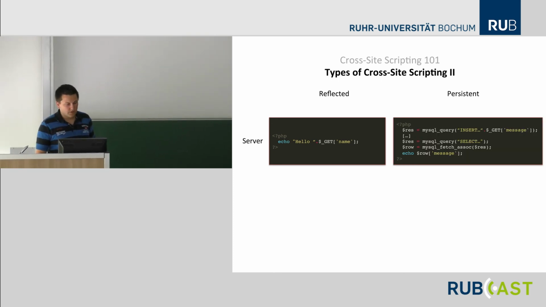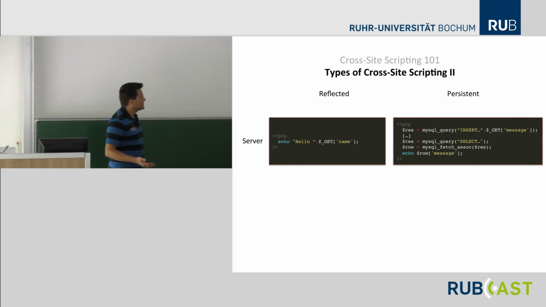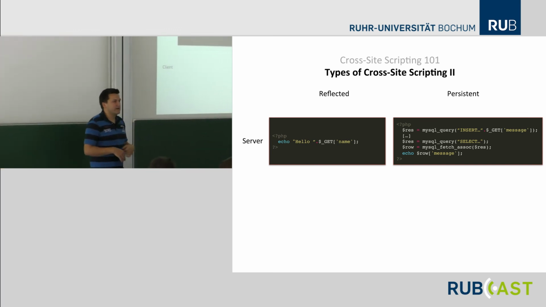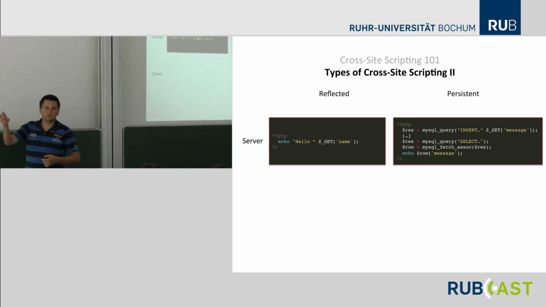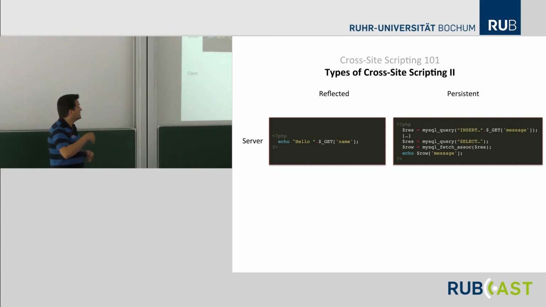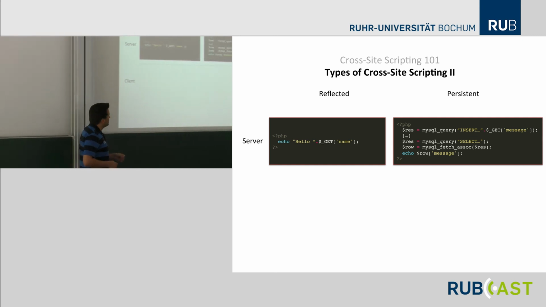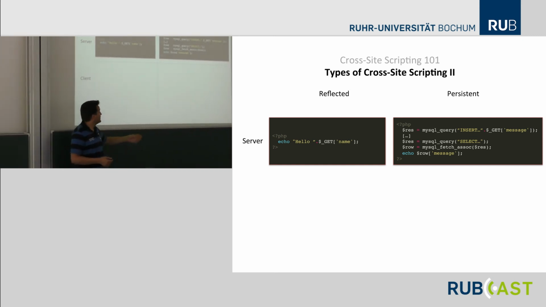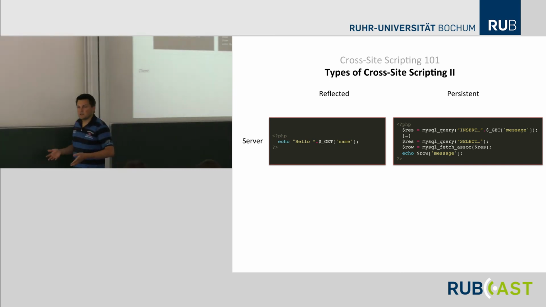Then on the server side, we also have persistent cross-site scripting. What you can see here is, in the first line, we just execute some SQL statement. We use some user-provided data in that SQL statement, store it in the database, and at a later point in time, we are selecting exactly that same data again and printing it out to the user. So it's exactly the same, but stored.